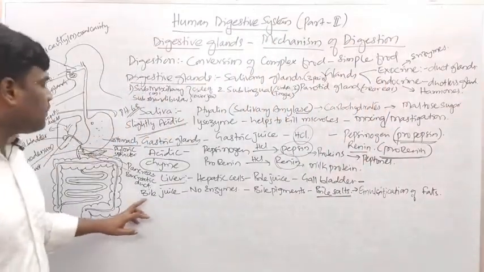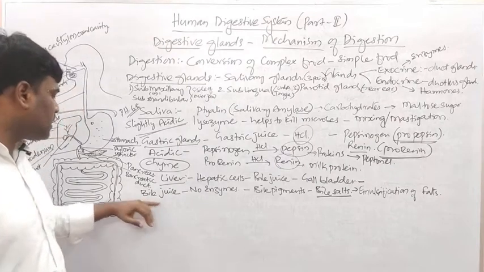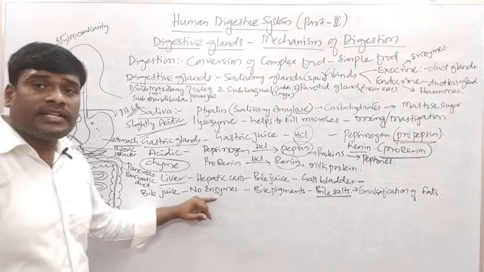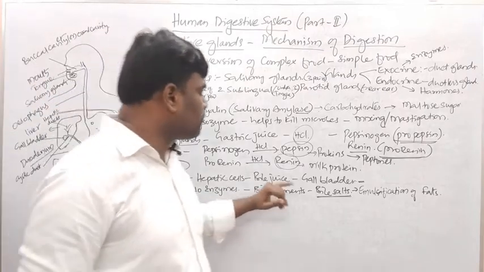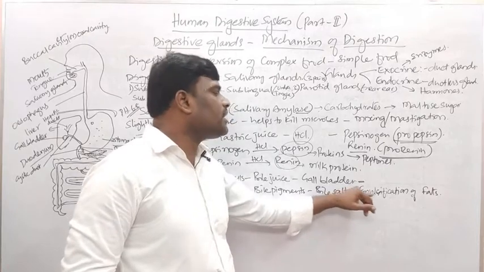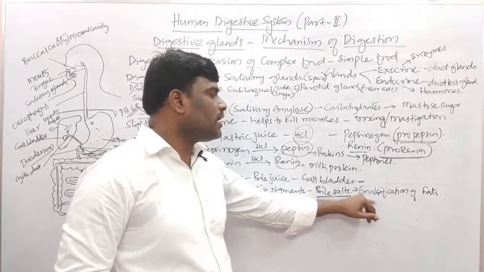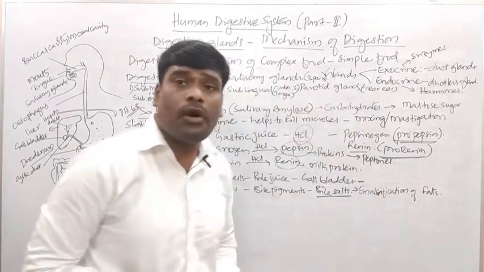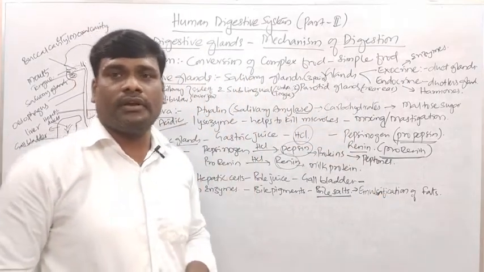Bile juice is secreted by the liver, children, and this bile juice has no digestive enzymes. It consists of bile pigments and bile salts. Bile salts help in emulsification of what? Fats. Okay.